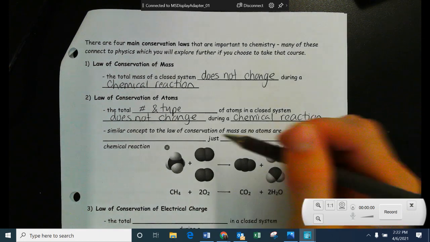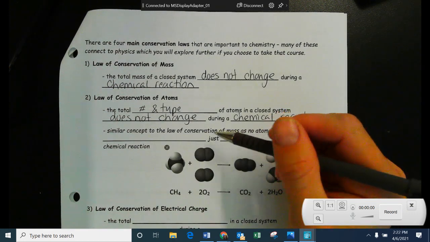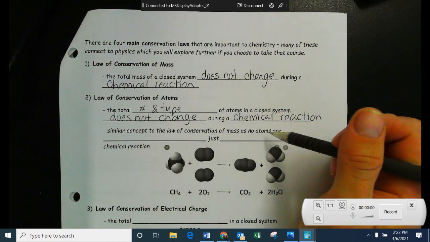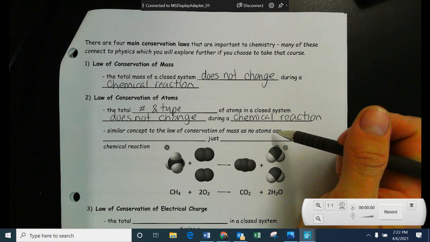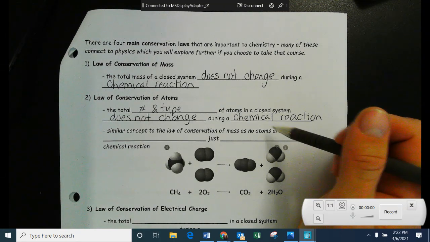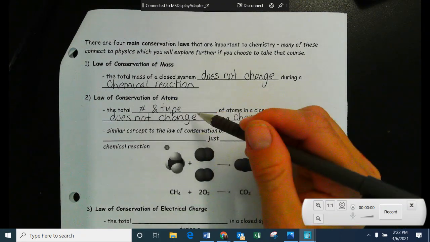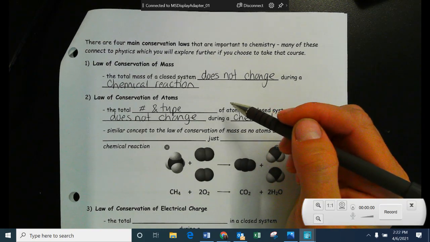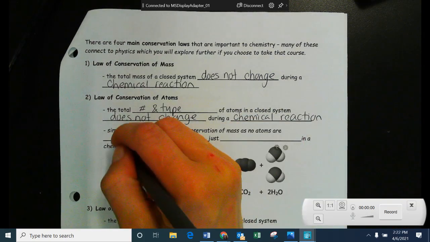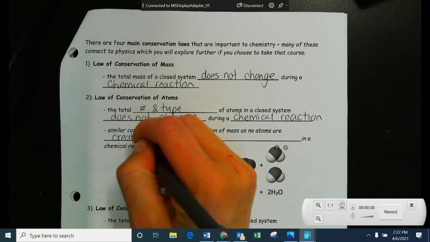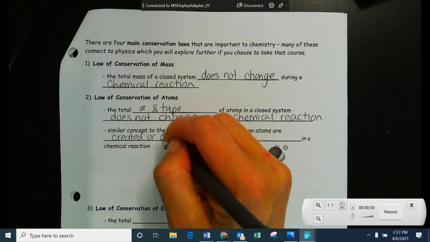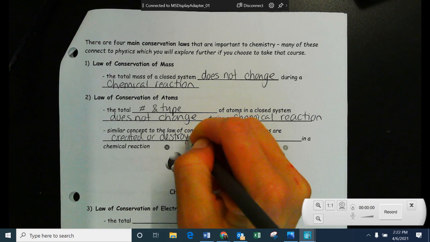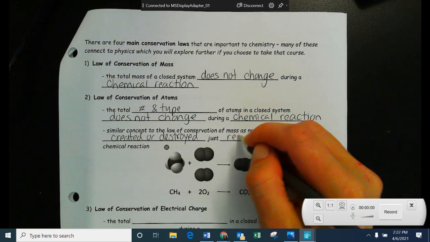So it's a similar concept to the law of conservation of mass, the law of conservation of atoms. The conservation of atoms is very similar to the conservation of mass, in that no atoms are created or destroyed. Just rearranged.